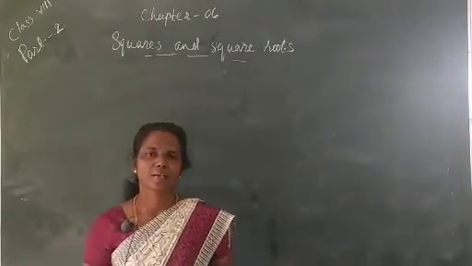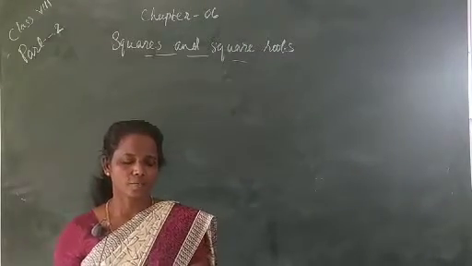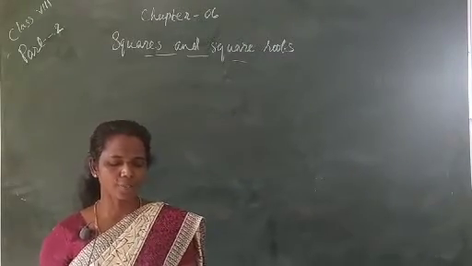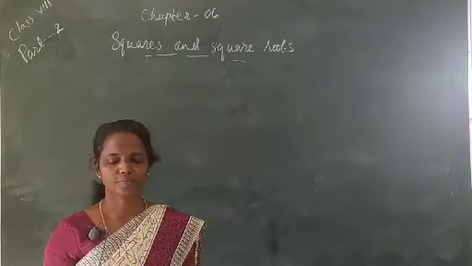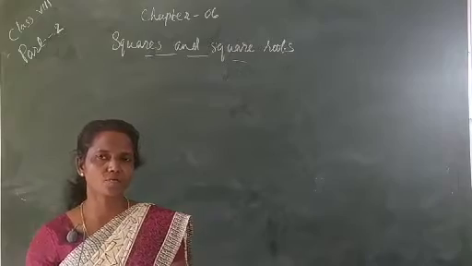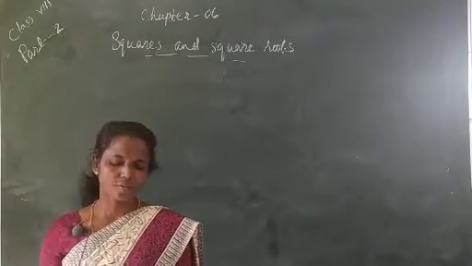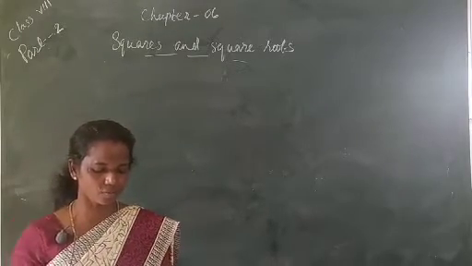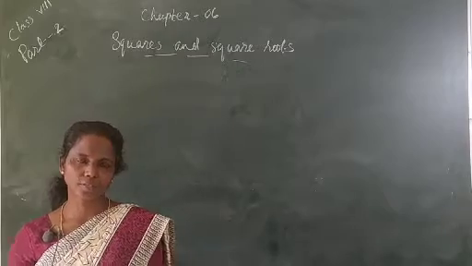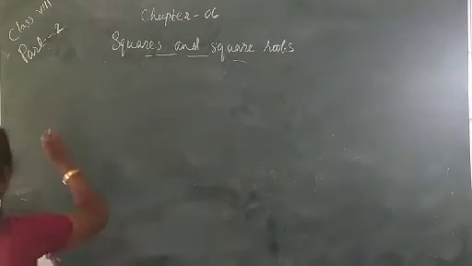This is Exercise 6.1. Then, we have a question. What will be the unit digits of the square of the following numbers? Unit digits means ones digits, which number will come. Then, the first number is 81. First, how many questions are there in total? Then, there are 10 questions in total, right? Then, it's the first question, 81.